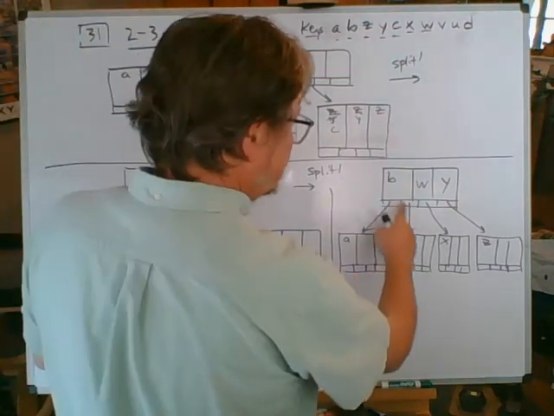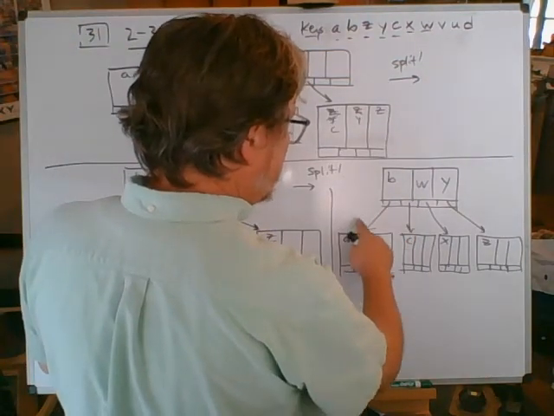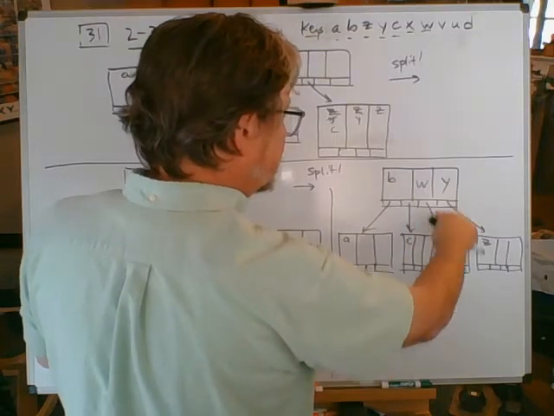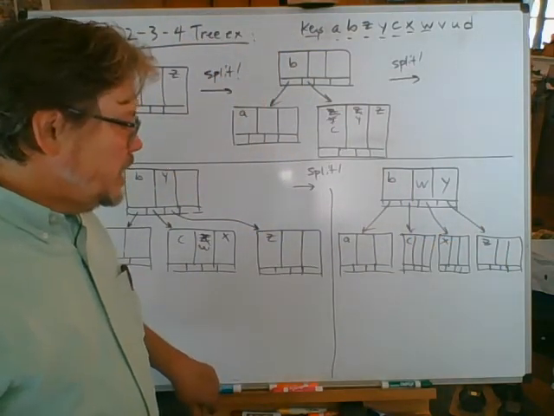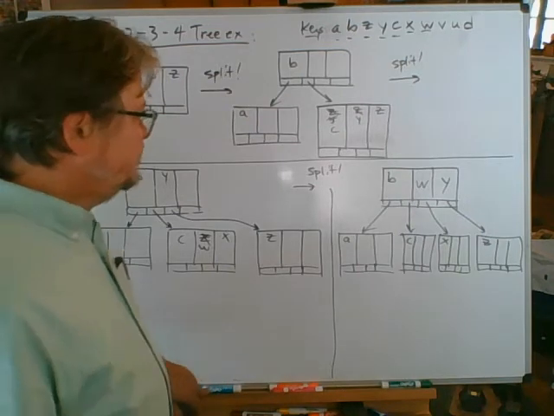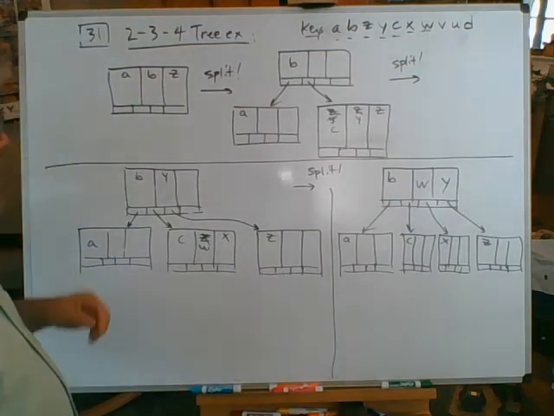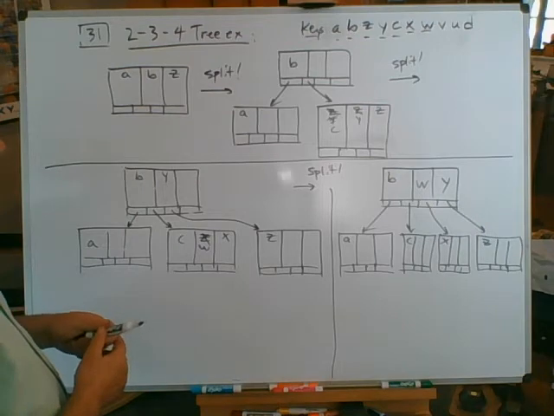So here we are. We've got a pointer to A, then B, then C, W, X, Y, Z. And it's still in alphabetical order. They look like they're in jail down there, don't they? Oh my goodness.